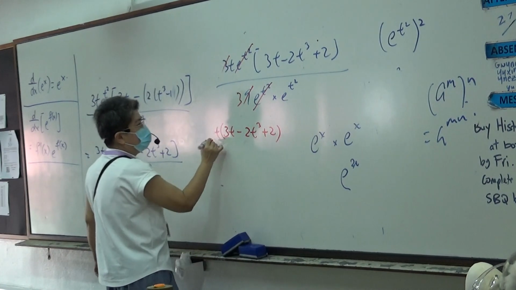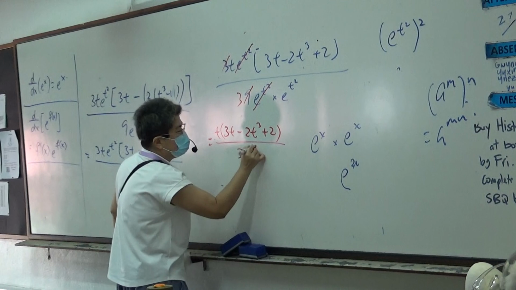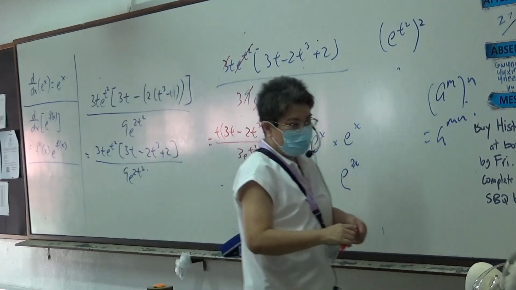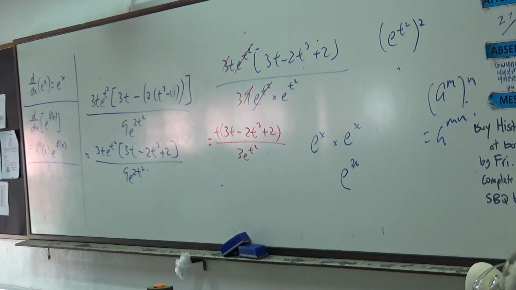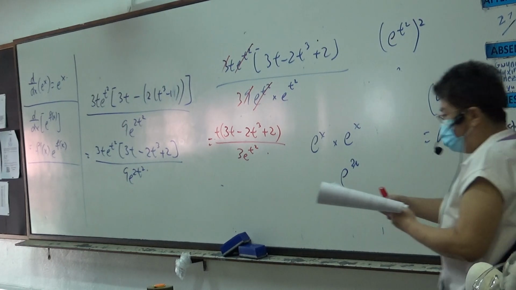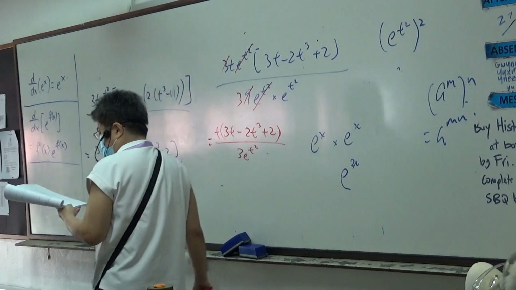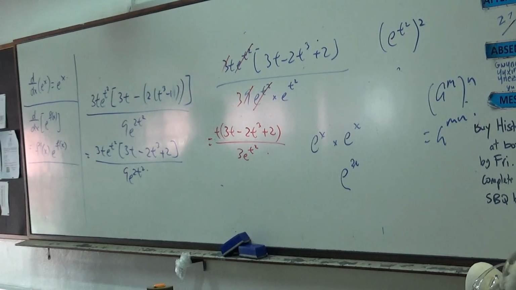You have a t on top, then 3e^(t squared). How come I made a mistake like that? Oh yeah, correct, it's t over this. Yeah. Everybody okay? Everybody okay? Yeah, huh?